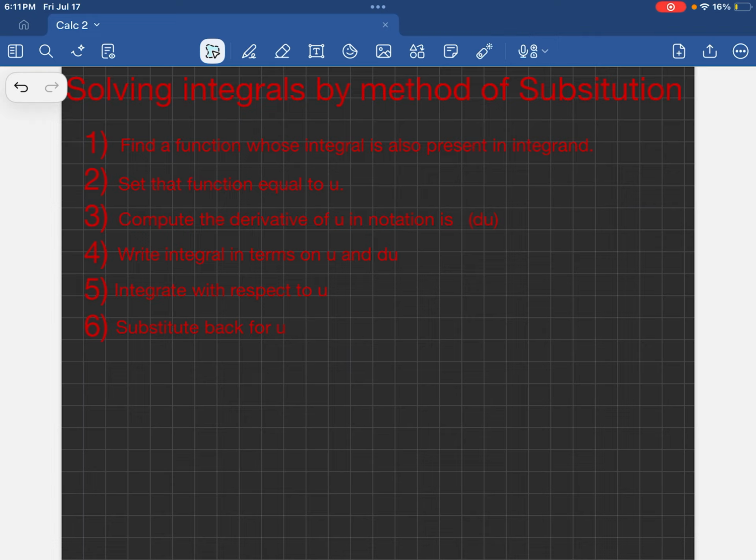So say u was equal to like 3x plus 7. You now substitute back in that value of what u was equal to in the original, and everything should be in terms of the original variables used in the equation.